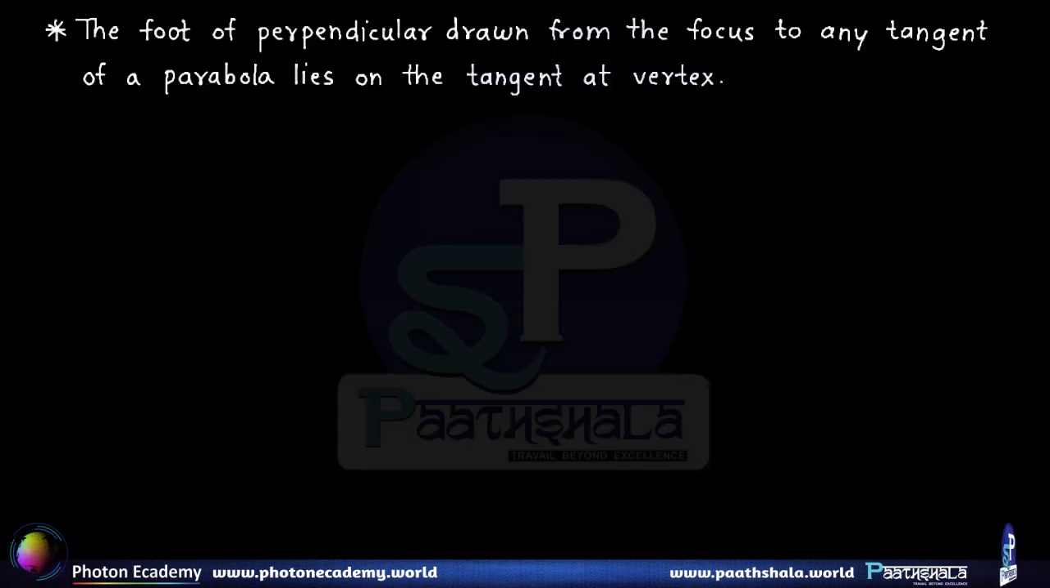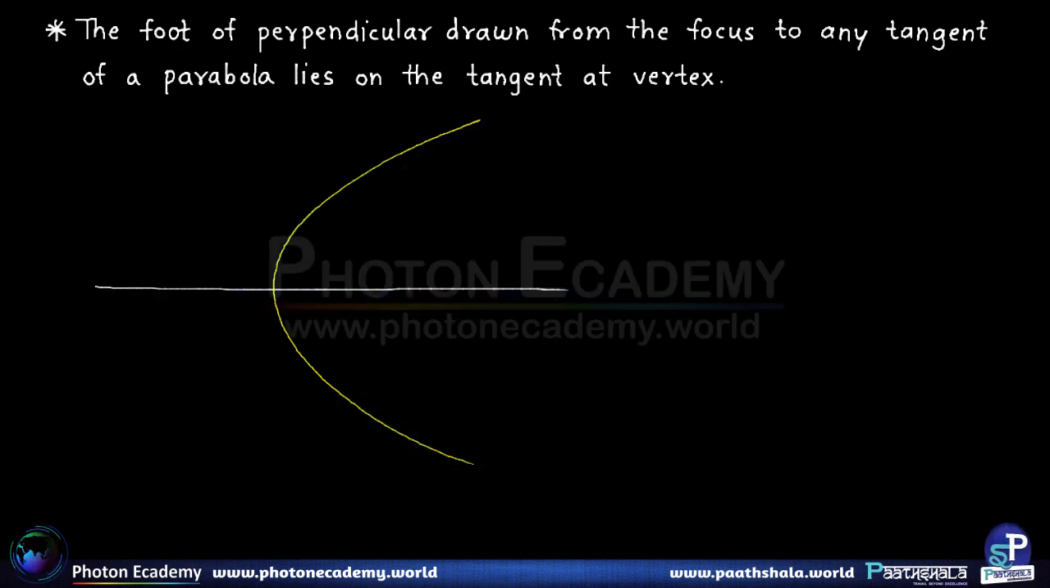It says the foot of the perpendicular drawn from the focus to any tangent of a parabola lies on the tangent at vertex. So once again, let's consider a parabola with its axis and the tangent at vertex, which is a vertical line, and here is the focus somewhere, so S.